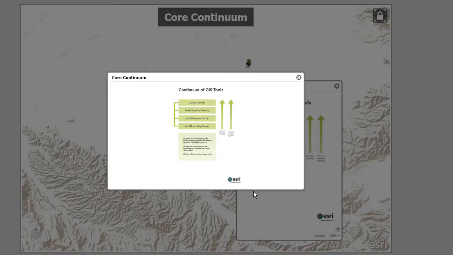There's a continuum of GIS tools. Don't let the phrases get in your way. Basically, ArcGIS Online is a system. It's got an online system. It's got a desktop system component to the system. It's got a mobile component to the system, and there are a variety of different tools.